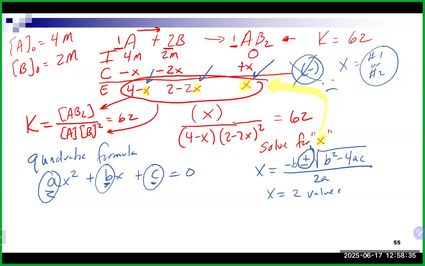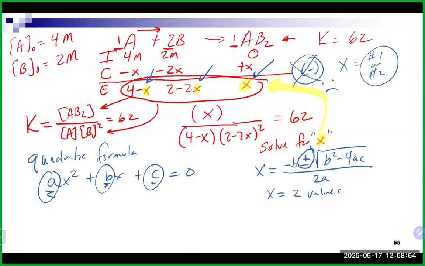Now, when you get your 2 x values here, you could end up with 2 positive values. You could end up with 2 negative values. You could end up with a positive and a negative value. So there are all those options of solving the quadratic. Any questions on that there? By the way, there are some other ways to solve for x, but this is a very common way to do that.